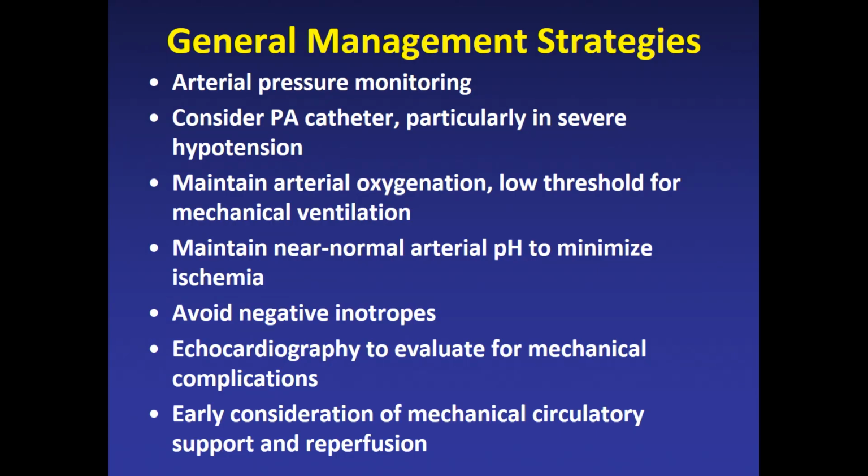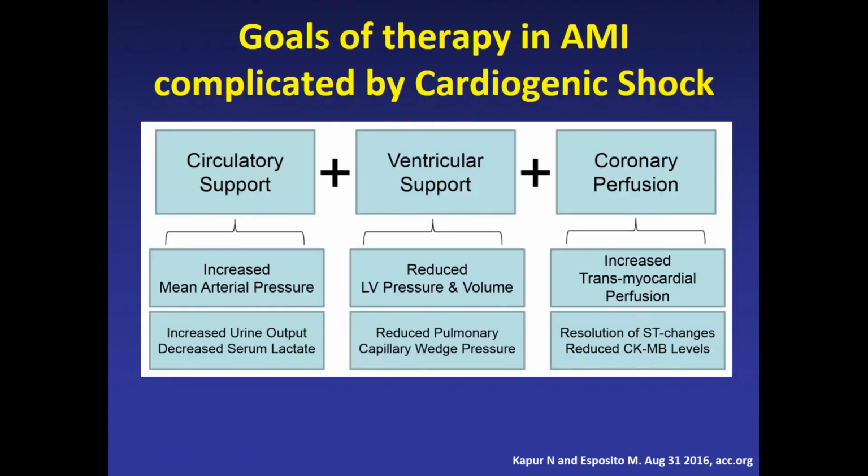Maintenance of near normal arterial pH to maximize the efficacy of pressor support and minimize further injury to the heart is important. Negative inotropic drugs such as beta blockers are relatively contraindicated. And early echocardiography in patients where there is suspicion for mechanical complication of myocardial infarction is important. And as well, as I'm going to show you, there's a lot of data now suggesting that early utilization of mechanical support in the failing ventricle and reperfusion to restore occluded or ischemic myocardium is important.